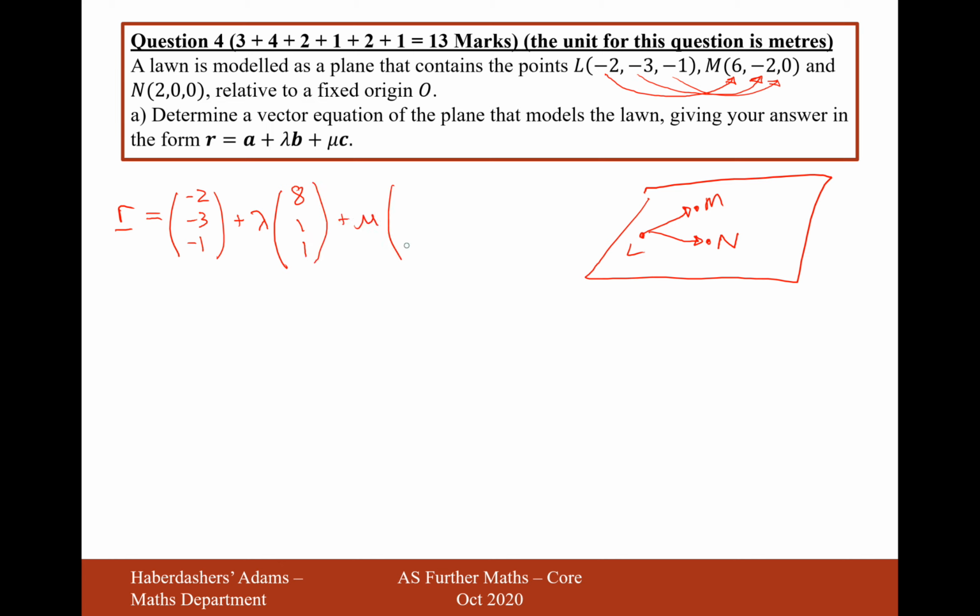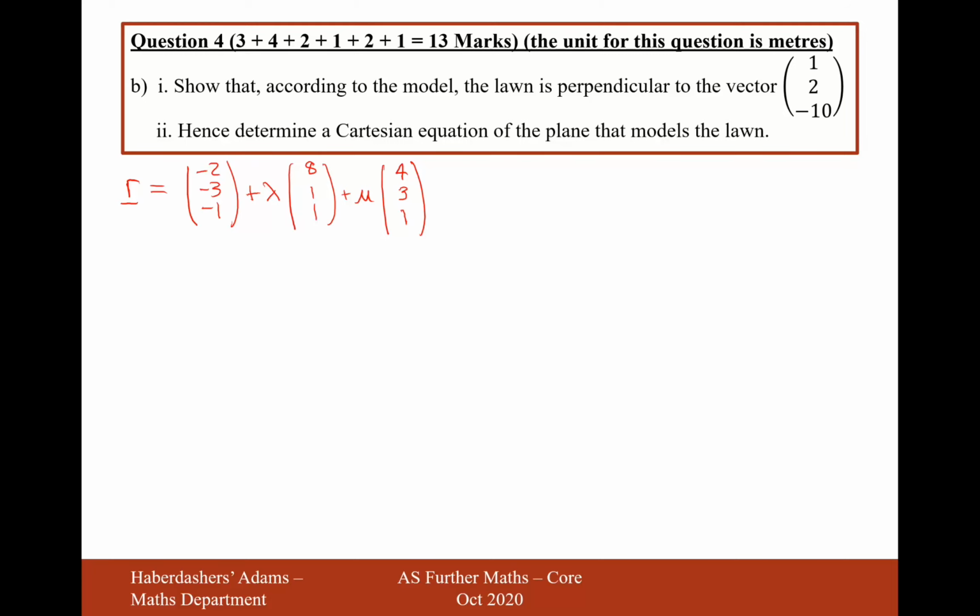And the next vector will be to get from L to N. So -2 to 2, that'll be up 4. -3 to 0, that'll be up 3. And from -1 to 0, that'll be up 1. So there we are, this is the answer to question A then. It's apparently worth 3 marks. You probably get 1 mark for each part of your vector there. But yeah, it didn't take us too long to work that one out.